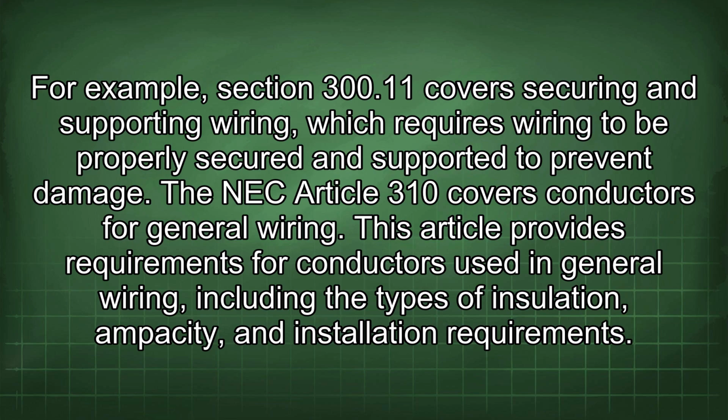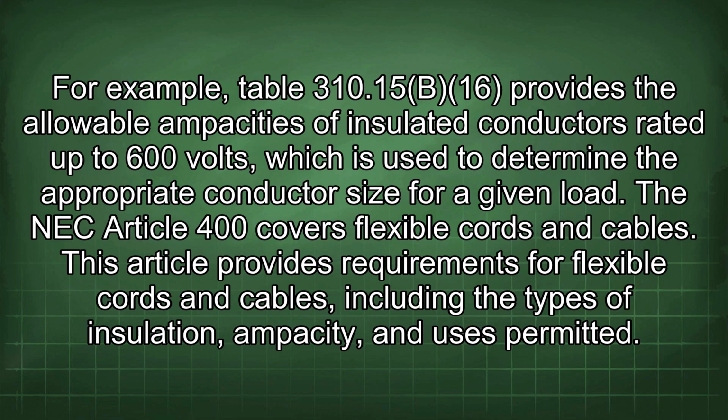This article provides requirements for conductors used in general wiring, including the types of insulation, ampacity, and installation requirements. For example, Table 310.15(B)(16) provides the allowable ampacities of insulated conductors rated up to 600 volts, which is used to determine the appropriate conductor size for a given load. The NEC Article 400 covers flexible cords and cables.